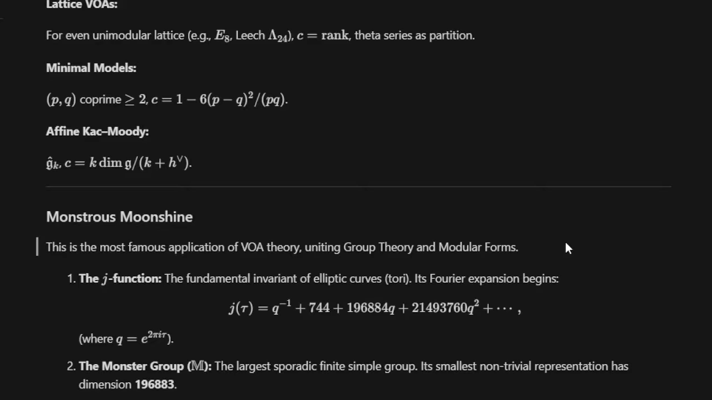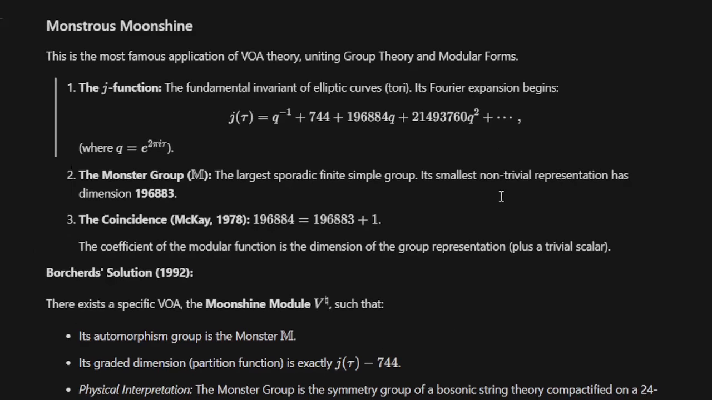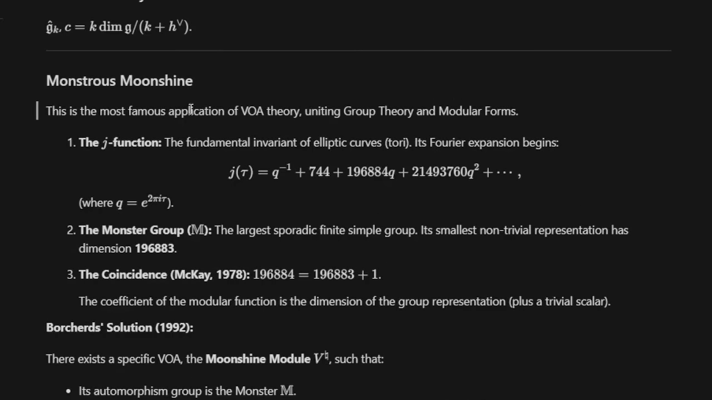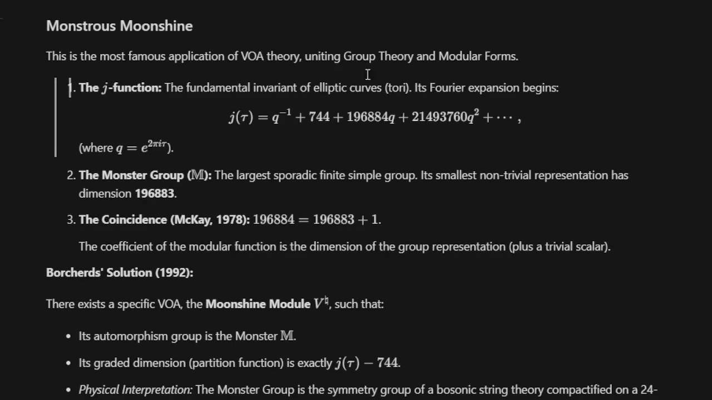I personally am not super interested in string theory, but I think you cannot deny the importance of it and the development of the mathematical pursuit for something we call Monstrous Moonshine. Okay, so we've started from nothing, again, chapter 0, and we're ending here at basically the most famous unexpected result in modern mathematics. This is the most famous application of vertex operator algebras, and it unites group theory and modular forms.